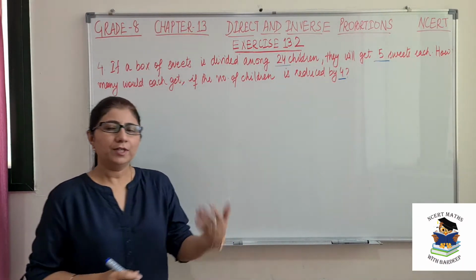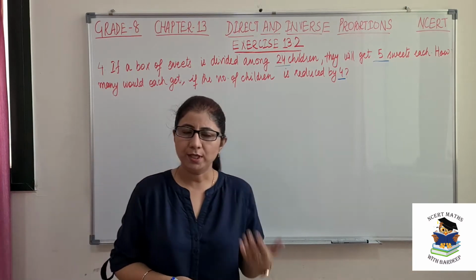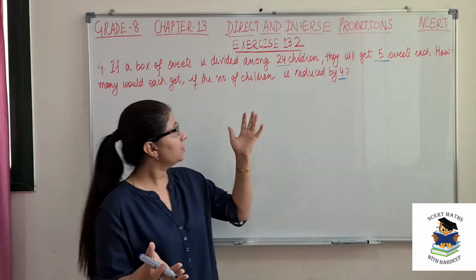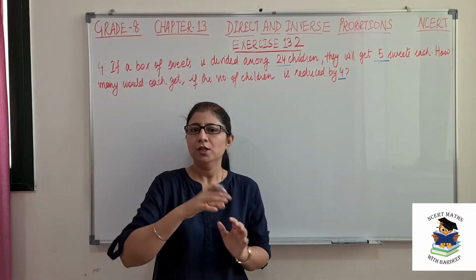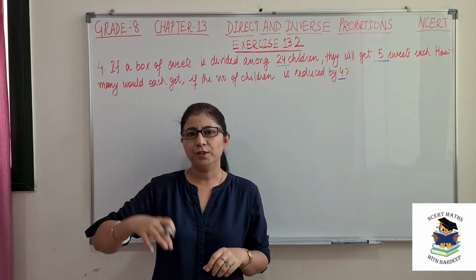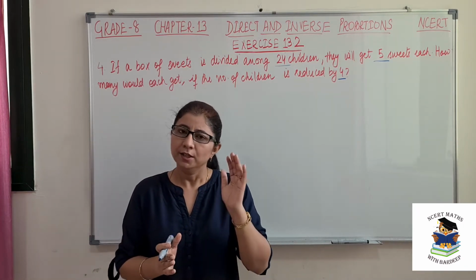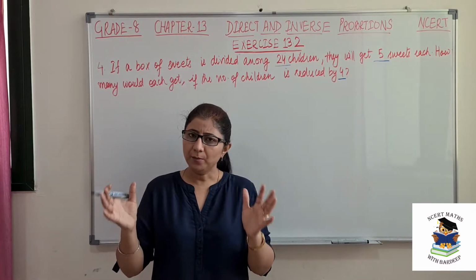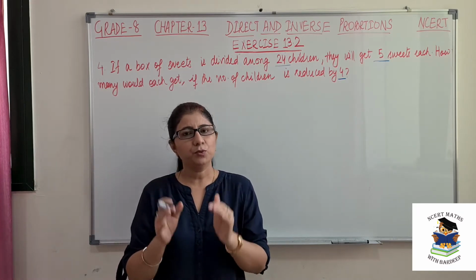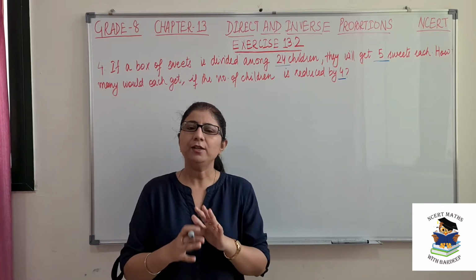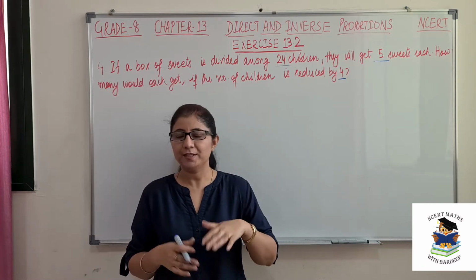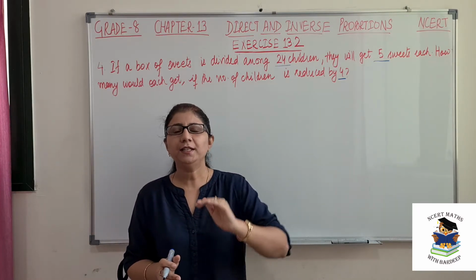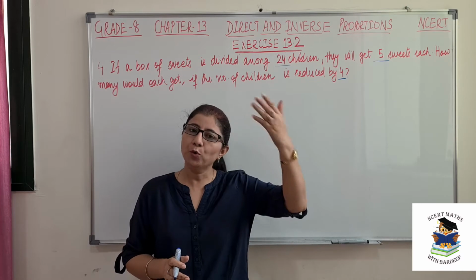So that means first we should check whether this question is related to direct or inverse proportion. See, we have a box of chocolate and it is to be divided among 24 children. So the full box is to be distributed among 24 children and each child is getting 5 sweets, right? Now, if the number of students is reduced, then each child will get more chocolates or less chocolates? See, the same thing is to be divided among fewer children. So definitely each child will get more sweets.